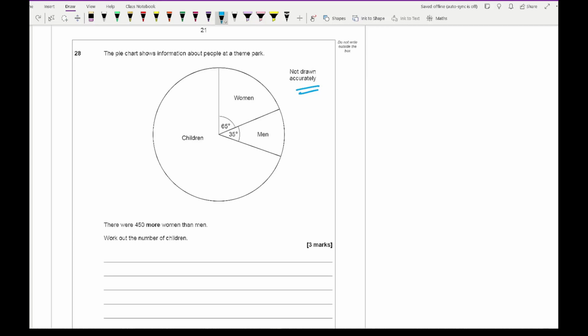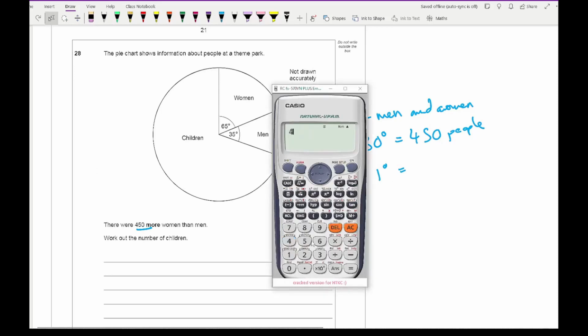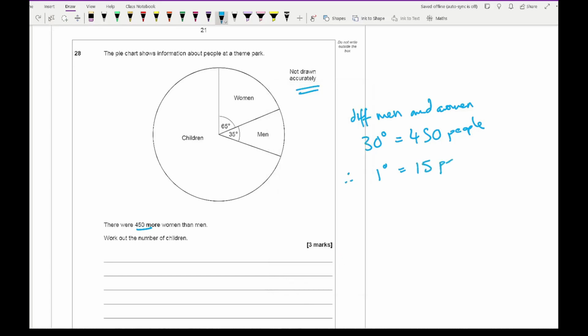So looking at the angles, the difference between the angles for men and women is 30 degrees. And 30 degrees must equal 450 people. So what I want to work out is what is 1 degree. Well, 1 degree then is going to be 450 divided by 30, which, if I just double check on my calculator, is going to equal 15. So 1 degree equals 15 people.